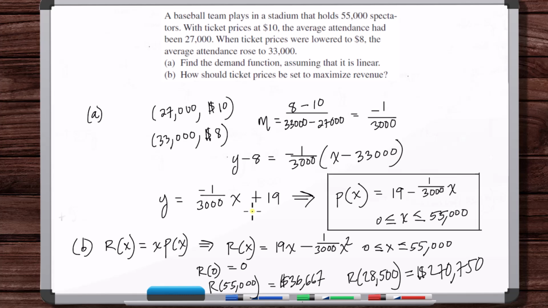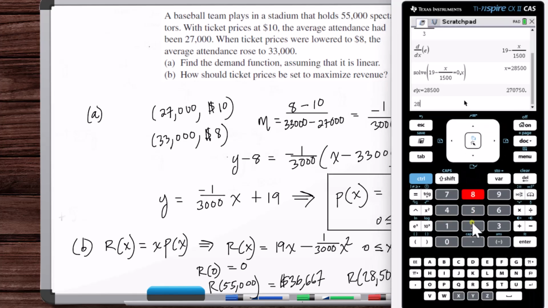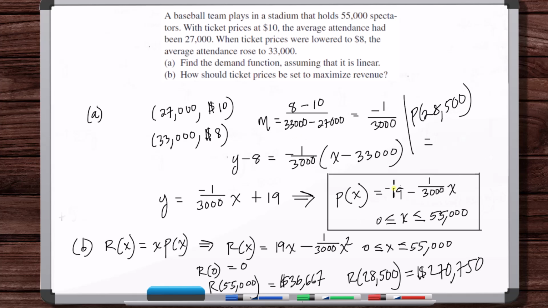Okay. Now, what's the price? That's the revenue. If we're going to maximize revenue, that's the revenue. But it's asking us what do we have to set the ticket prices at to do this? So what is P of 28,500? 28,500 divided by 3,000. $19 minus that. $9.50.